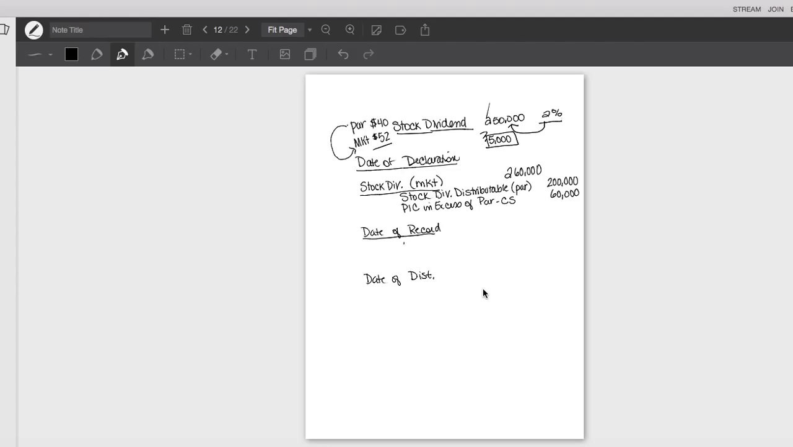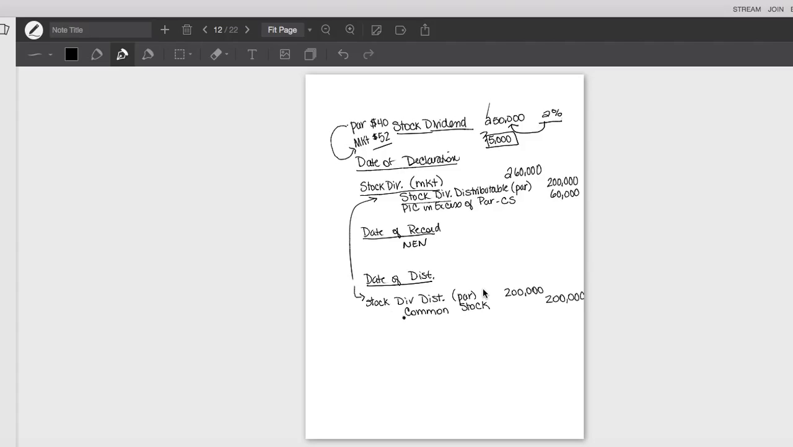Date of record, no entry is needed. Date of distribution, you're going to pay or distribute the stock. So you're going to pay this liability. So you'll debit stock dividends distributable, and that's always at par, for 200,000, and you'll credit common stock, which is always credited at par, for 200,000.